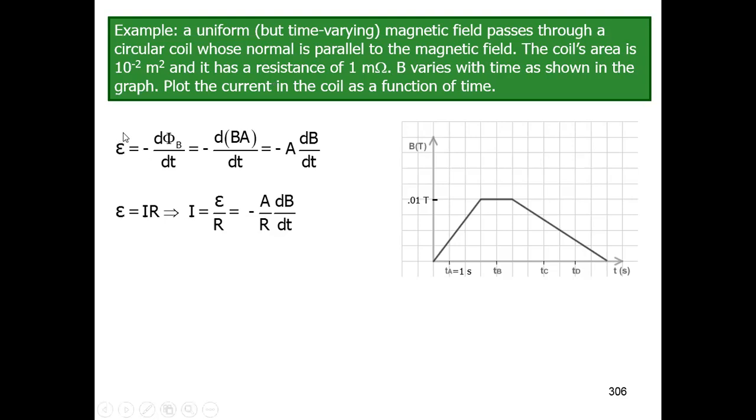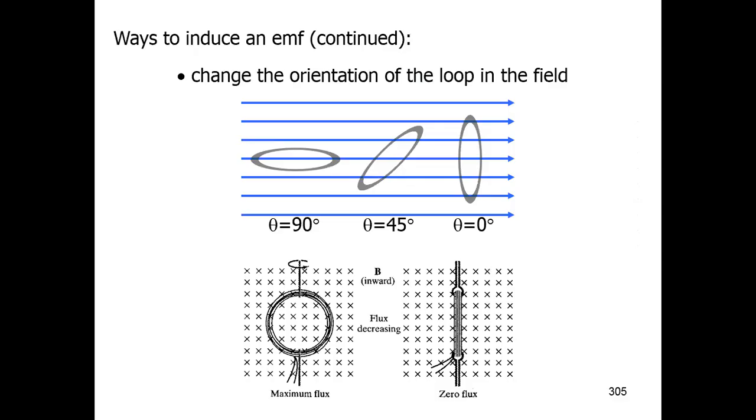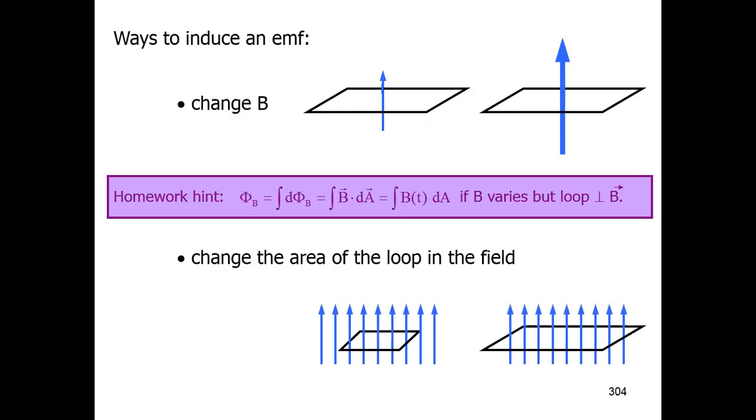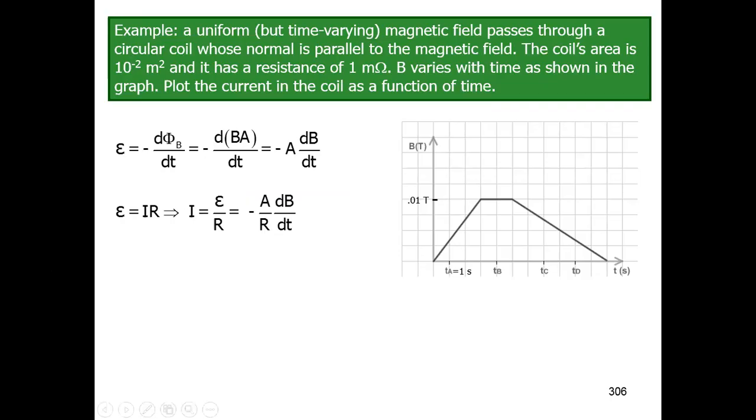So the statement here, you can see E is the EMF, or you can also say the voltage, is minus d phi B by dt, where phi B is the magnetic flux. This gives you the first statement of Faraday's law of EMI.